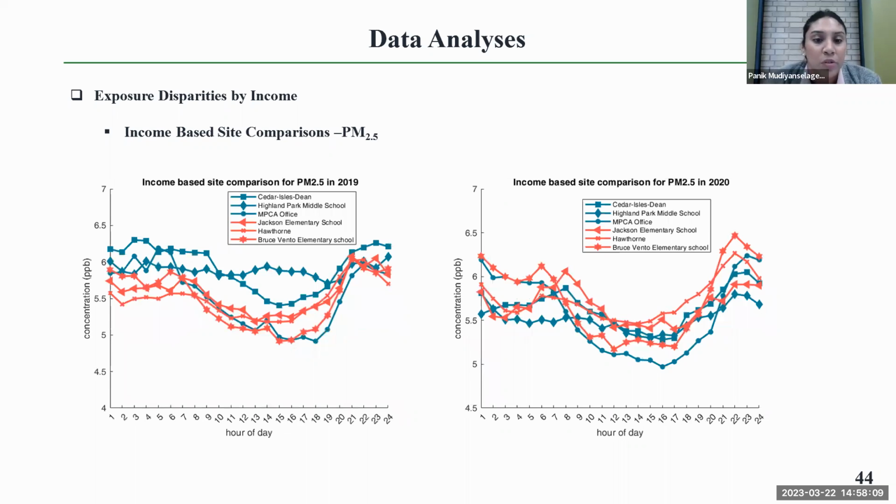And then if we look at PM 2.5, we don't see a clear trend collectively for low income and high income groups separately, but if you look at the high income sites, Cedar Isles Teen, and I believe Highland Park Middle School, they seem to experience a decrease in concentration when going from 2019 to 2020. Whereas we see the low income sites, Bruce Cuento and Hawthorne, having a slight increase when going from 2019 to 2020. So these are just slight disparities, which is interesting to see.